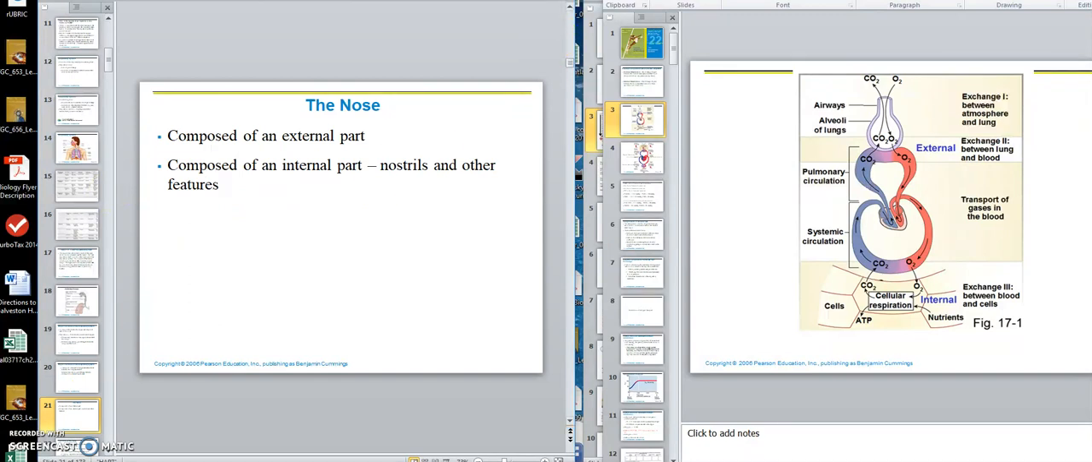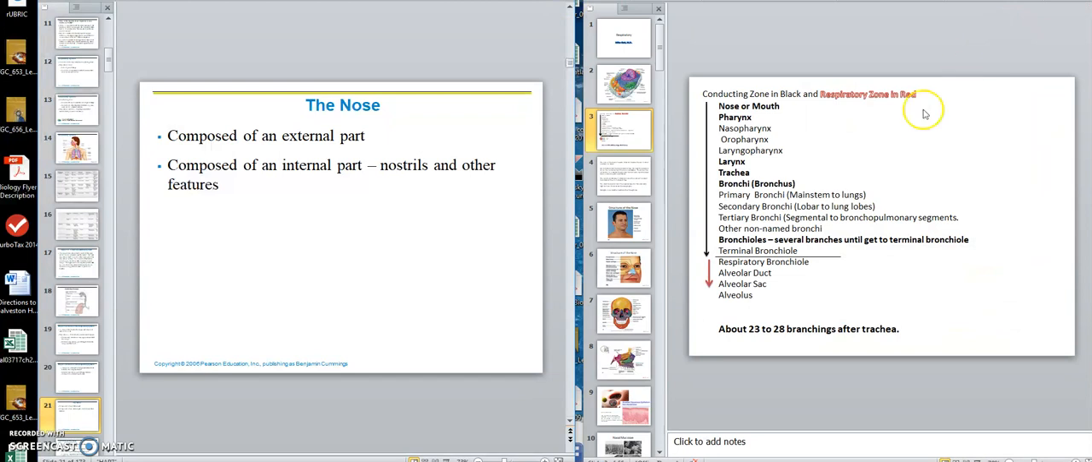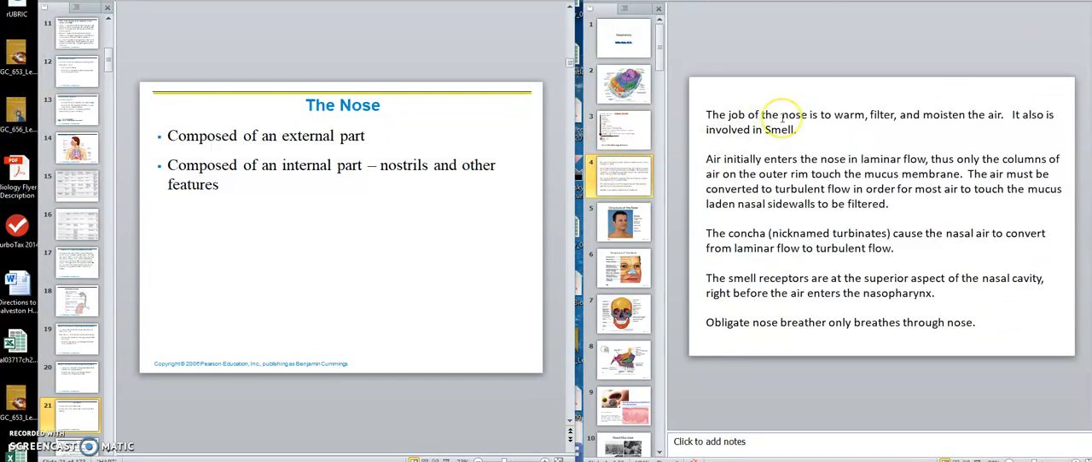So now we're to the nose. Shrink this down a little bit. So now we're looking at the nose, okay? The job of the nose is to warm, filter, and moisten the air. It also is involved with smell. Air initially enters the nose in a laminar flow.